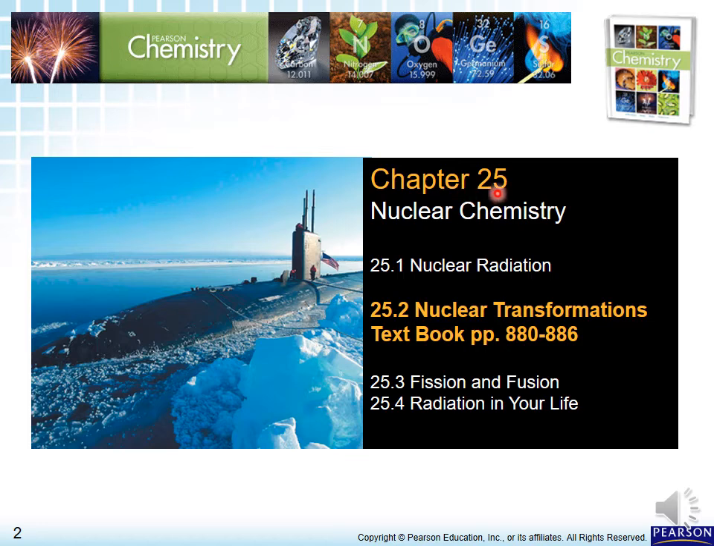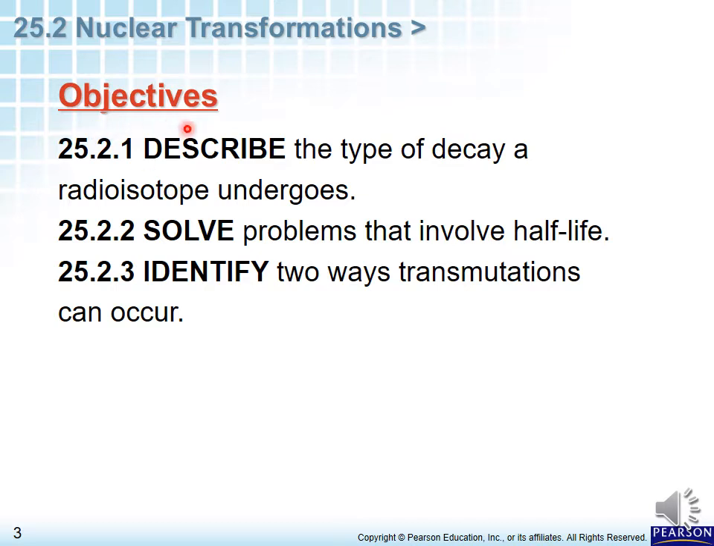This week we will study chapter 25, nuclear chemistry, and lesson 2, nuclear transformation. Textbook page numbers 880 till 886. Main objectives of this lesson: describe the type of decay a radioisotope undergoes, solve problems that involve half-life, and identify the two ways transmutation can occur.